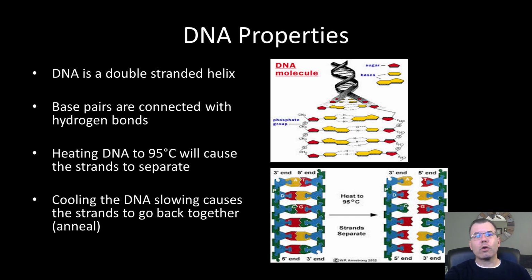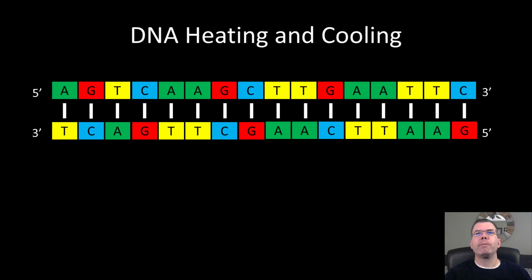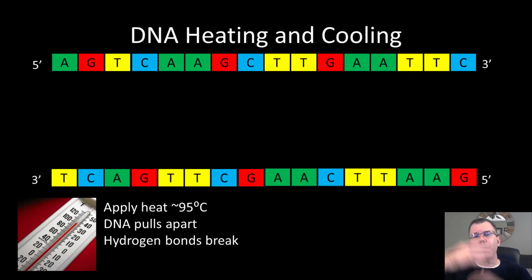Now, I've got a nice little graphic to show you of what actually happens when you heat and cool the DNA. So let's say we have a strand of DNA here, and again, it could be any of these base pairs. I just color-coded it so you can see the complementary base pairing and the hydrogen bonds between them, indicated by those little white lines. Now, if we heat the DNA, we can separate it apart. The heat breaks those hydrogen bonds, and now you get two single-stranded pieces of DNA.